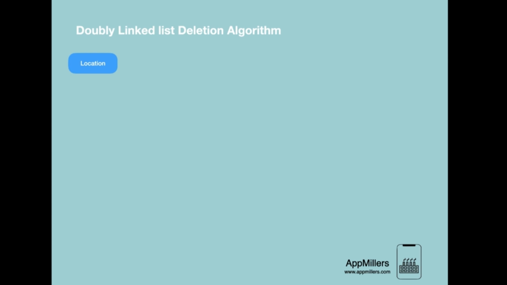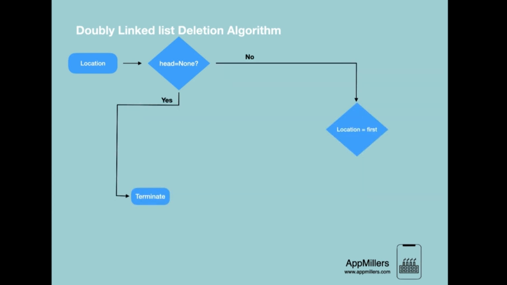Then we continue to the first step in which we are checking head value. So if head equals to none, it means that we don't have any element in our double linked list, so we terminate our algorithm. Otherwise, we continue to check location parameter. So if location parameter points to first, it means that we want to delete a node at the beginning of double linked list. So here we have 2 different cases.